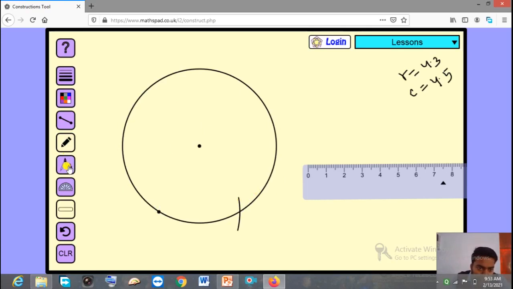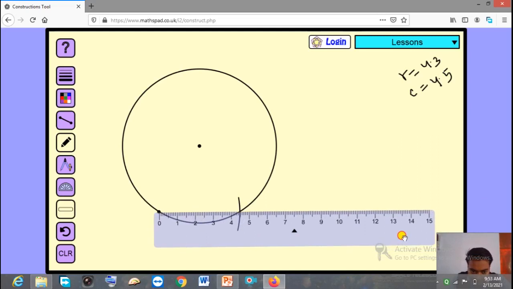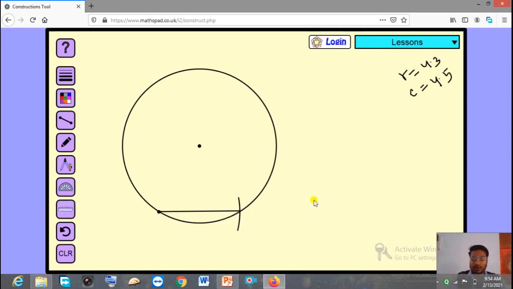Now bring this scale here and draw the line. So clearly you can see the length of the chord: 1, 2, 3, 4, 5, 4.5. So this is how we can create a chord. Okay, understood? Clear to you?